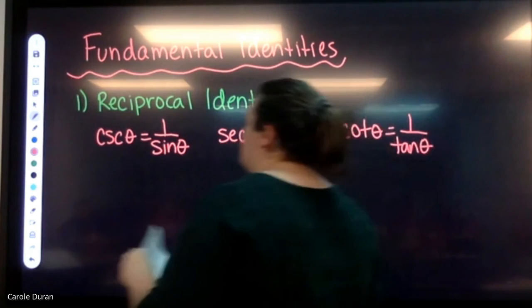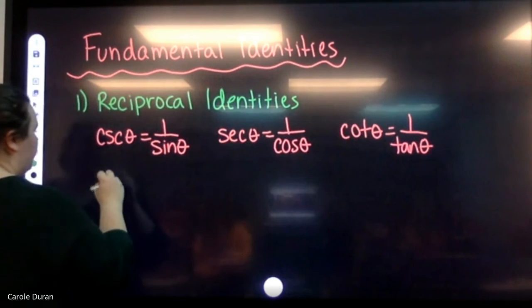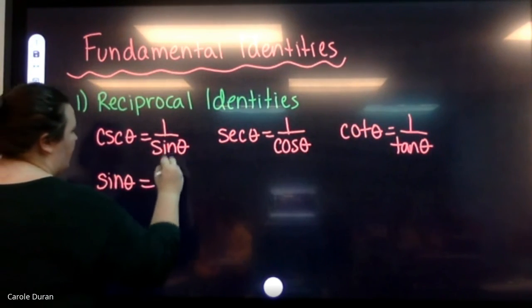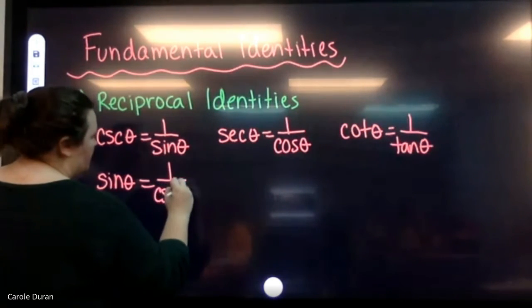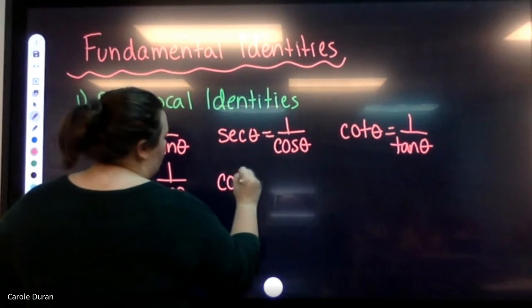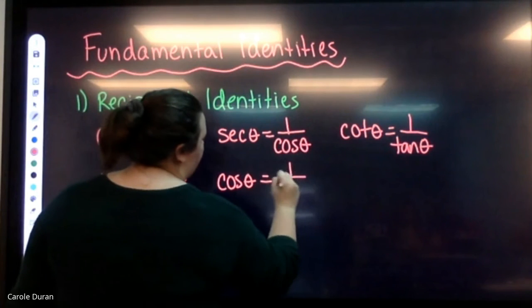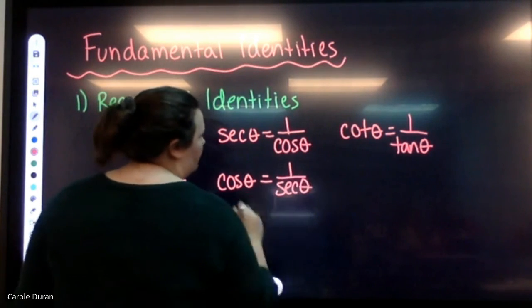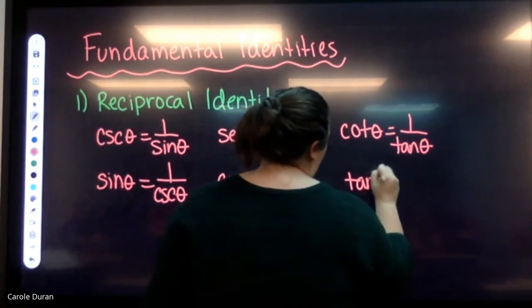Of course, we can write the reciprocals going the other direction as well. It might not be a bad idea. So sine is 1 over cosecant. Cosine is 1 over secant. And tangent is 1 over cotangent.